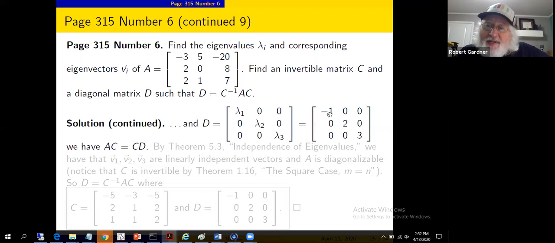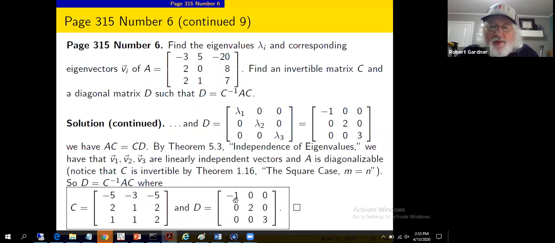If you swap the -1 and the 2, you'd have to swap the corresponding eigenvectors back there in matrix C. So if we were to swap the two, calling this one lambda 1 and this one lambda 2, you'd have to swap the order of those corresponding eigenvectors. I'd say, please list the eigenvalues in increasing order, and then we're on the same page. So here's what we get for matrix C and matrix D.